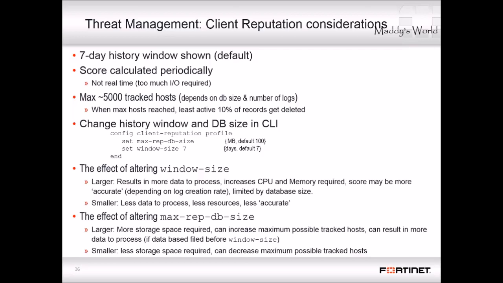If you adjust the window size to be larger than default, it means the FortiGate will consider older logs when calculating the overall score. This also means that the feature will take more CPU and memory, and that the score will be more accurate as there will be more data to look at. If you make it smaller, there will be less data, which could lead to making the scores less accurate. Changing the database size is also possible. A larger database obviously takes more storage space and requires more resources to maintain and can result in more hosts being trackable.